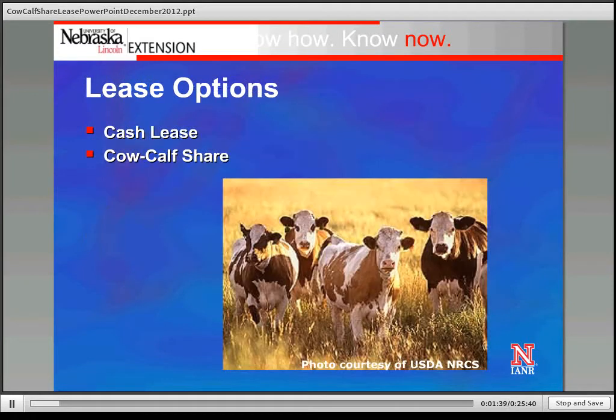There are really two options when we think about an arrangement between an owner of a cow and someone caring for those cows and taking the majority of the labor involved with them. There's what's called a cash lease arrangement and also a cow-calf share arrangement. And we'll look at a little bit of how those two differ in terms of how they can be used.